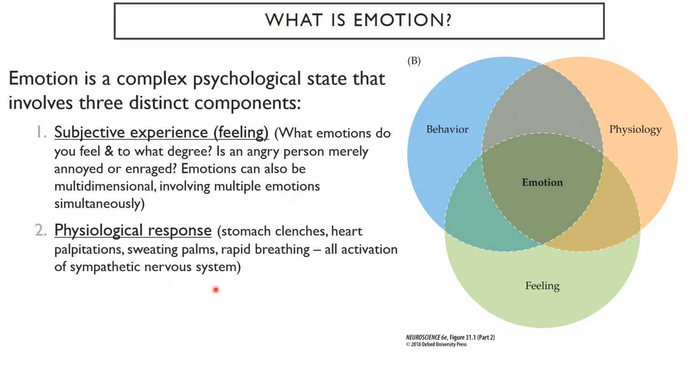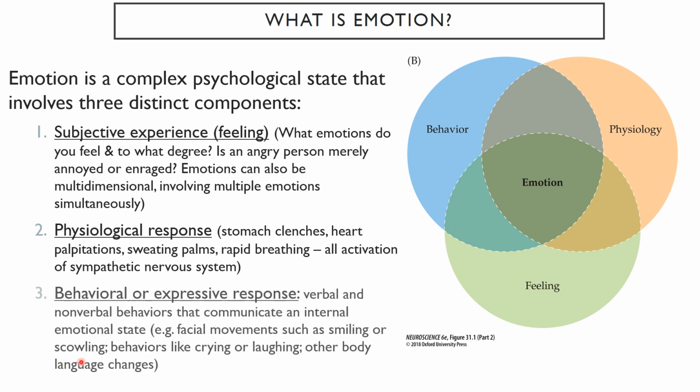The physiological response is also core to this. For instance, maybe your stomach is clenching. Maybe you're having heart palpitations, sweating palms, rapid breathing. All of these are related to the sympathetic nervous system. You can have other changes that are outside of the sympathetic nervous system, but are still physiological changes.